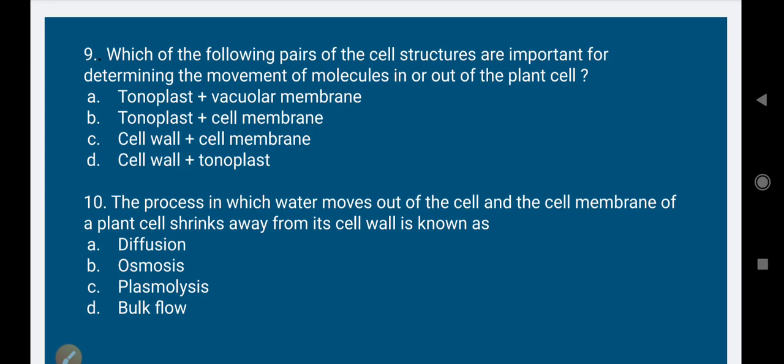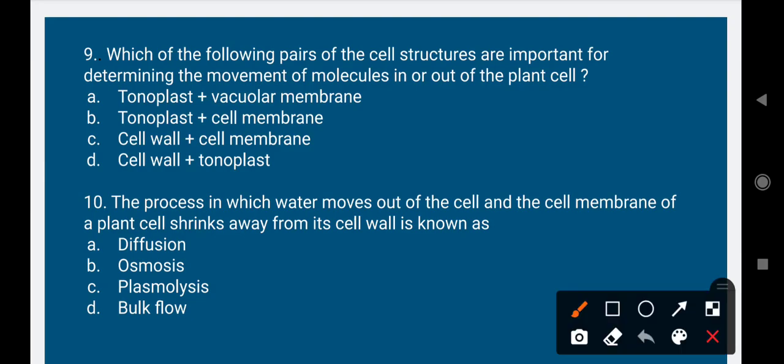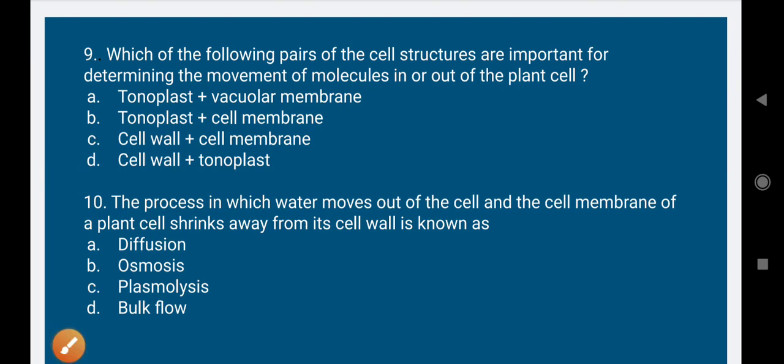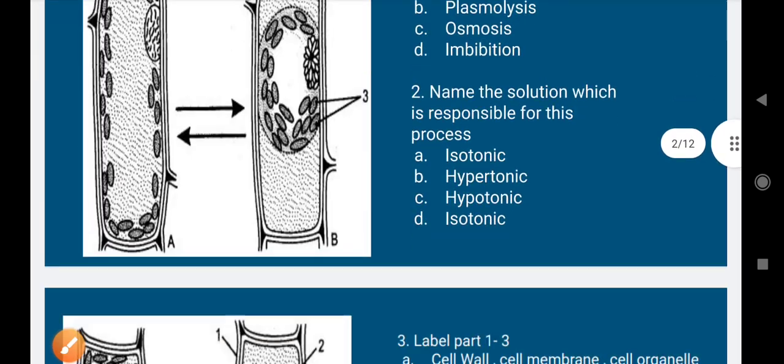The process in which water moves out of the cell and the cell membrane of a plant cell shrinks away from its cell wall is known as, this is plasmolysis. What is plasmolysis? Plasmolysis is a condition in a plant cell, a living or a dead plant cell, when kept in hypertonic solution. The cell contents shrink from the cell wall, the cell membrane shrinks from the cell wall. That process is called plasmolysis. So here the answer is C, and this one is also C. Very good. Question number 11.